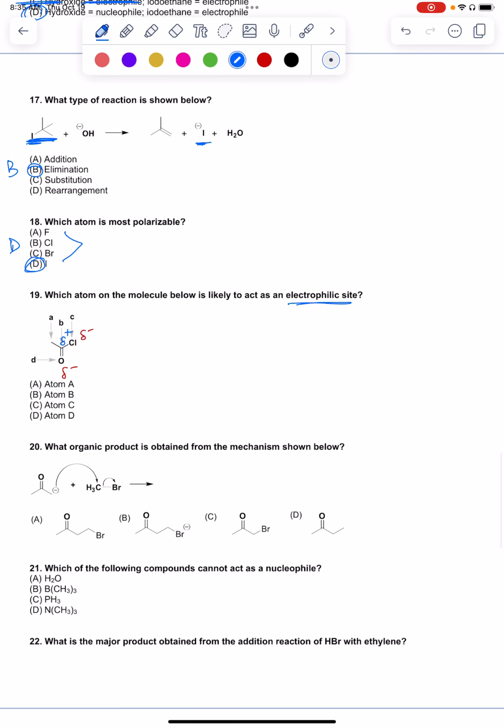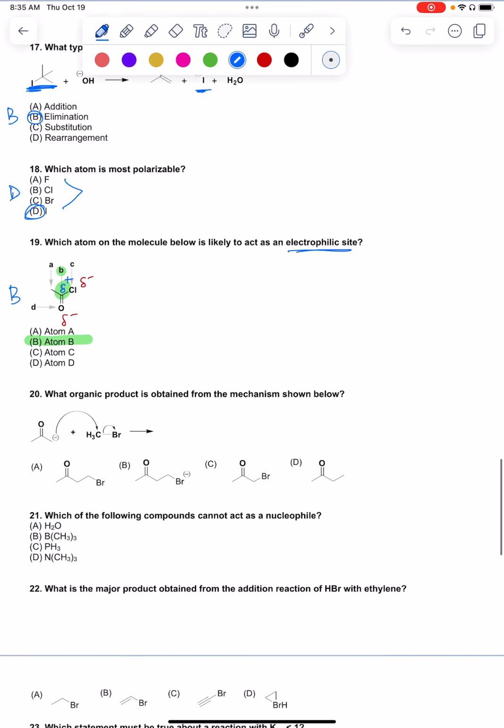So we've already drawn two negatives, which means that would be hard to pick from two negatives. So we know that this B site must be the electrophile because it's got that positive charge. And that makes sense because chlorine and oxygen are both pulling electrons towards them, so it's going to adopt this positive charge.